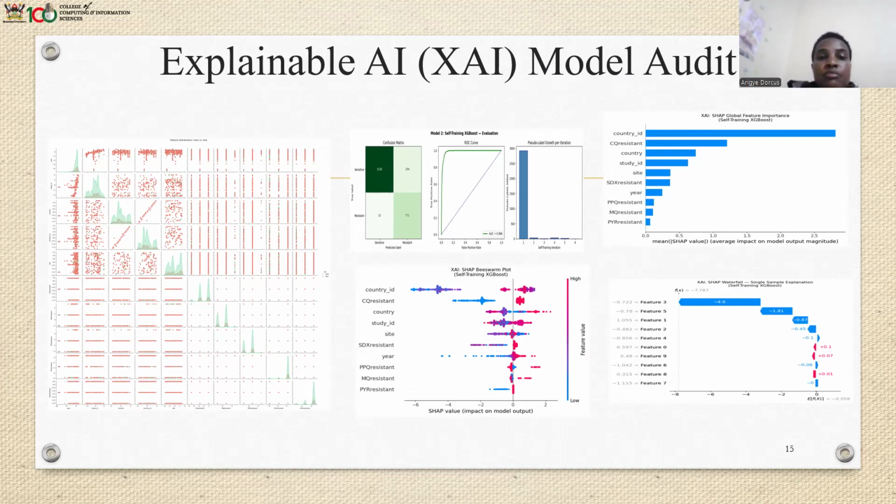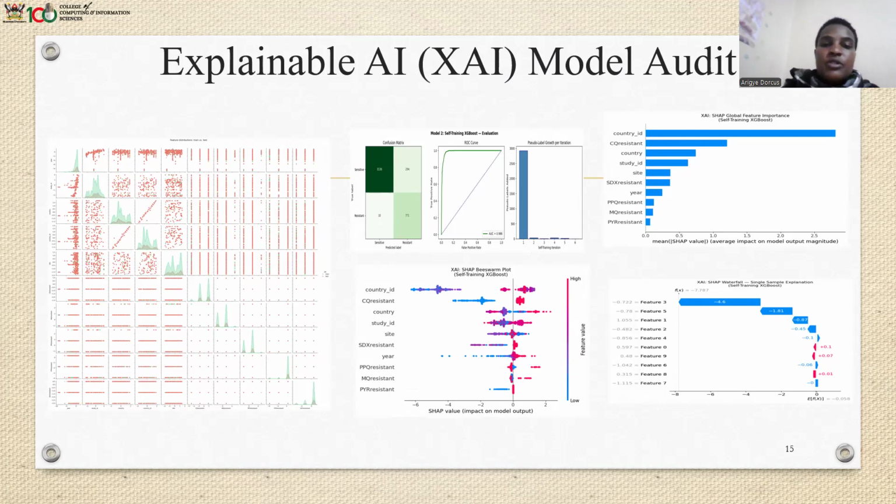Then the beeswarm plot, that's at the bottom, it's incredibly informative. Each dot represents a single patient prediction. The position on the x-axis shows the SHAP value, how much the feature pushed the prediction towards the failure, those are the positive values, or away from it, those are the negative values. The color of the dot shows the actual feature value, red for high and blue for low.